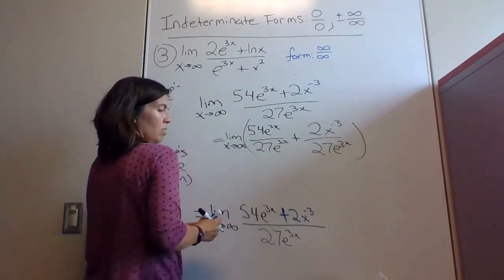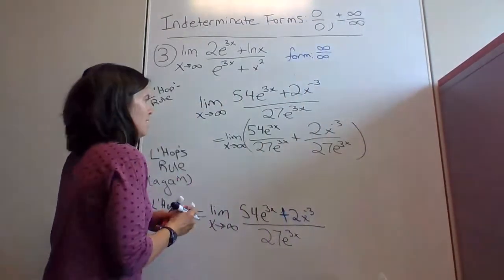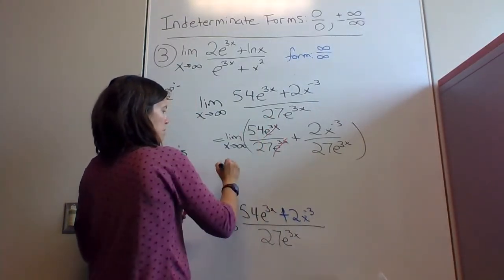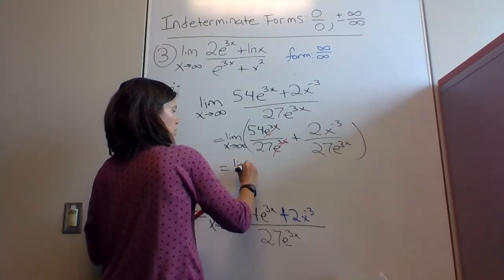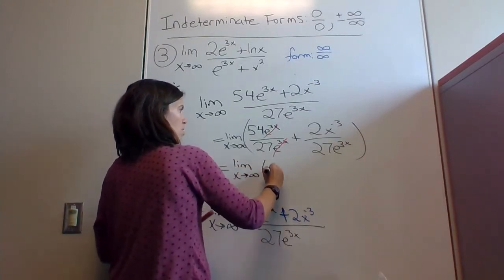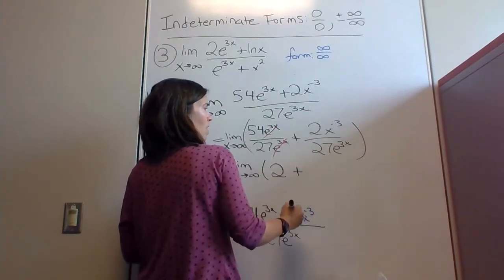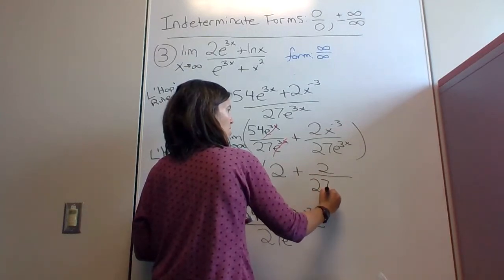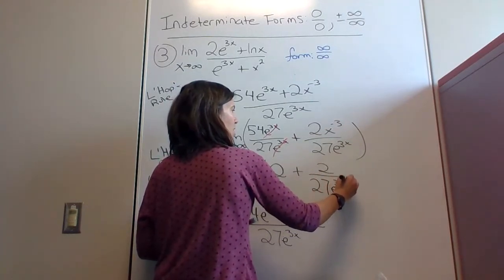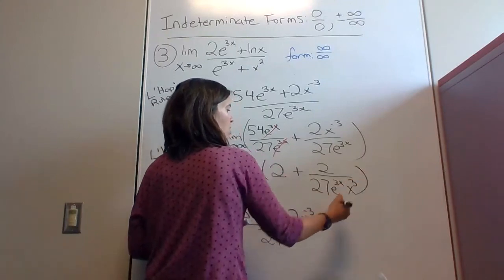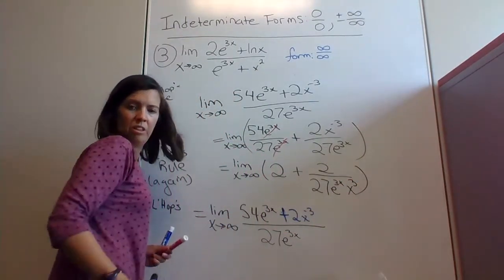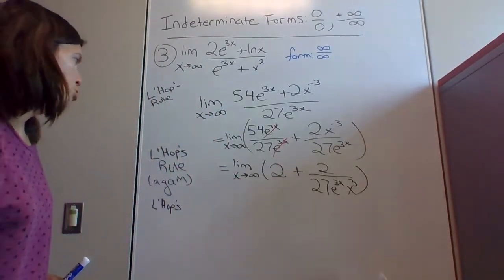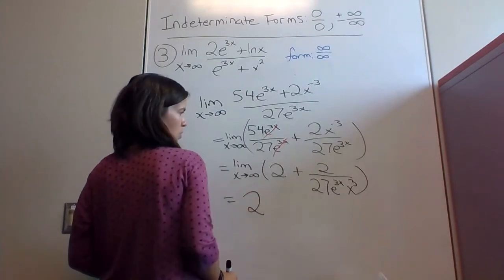So over here, the e to the 3x's, let's bring in some red. The e to the 3x's will cancel. 54 divided by 27, that's 2. So this is 2. X to the negative 3, so I'm going to move that downstairs. So I've got 27 e to the 3x, and then I'm going to move that down, so that's x cubed. So the limit of a constant is just that constant. So the limit of the 2 right here is just 2.